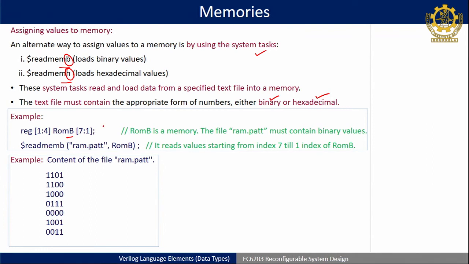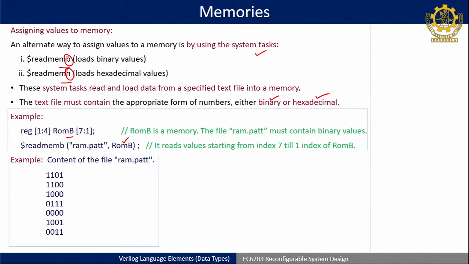Now let us say ram.pat is a file, and the content of this file is this 4 bit data. Let us say I want to take this data into our memory ROMB. So the syntax is like this: $readmemb, in double quotes you put the file name "ram.pat", comma, ROMB.